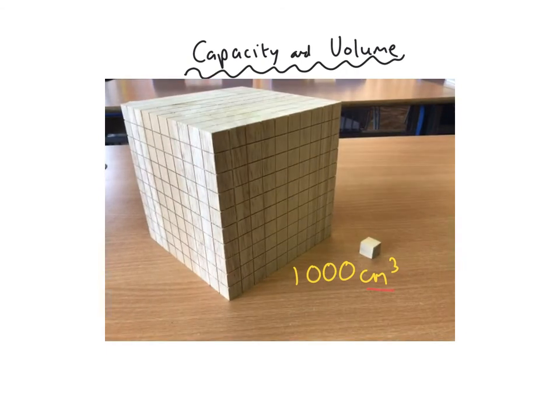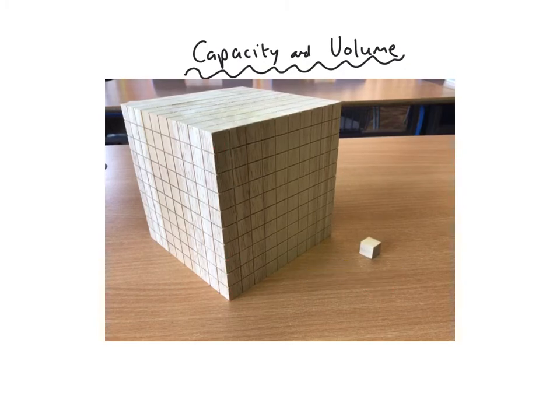If we were looking at objects which are much larger, we may measure them in metres cubed, but for most things we'll be working in centimetres cubed. So that cube takes up 1,000 centimetres cubed. 1,000 of those little cubic centimetres would have to go into making up this cube here.